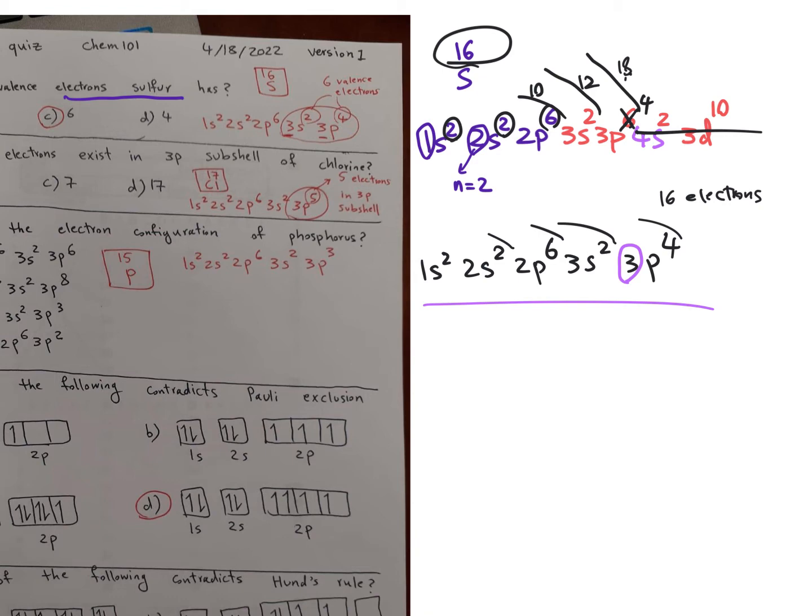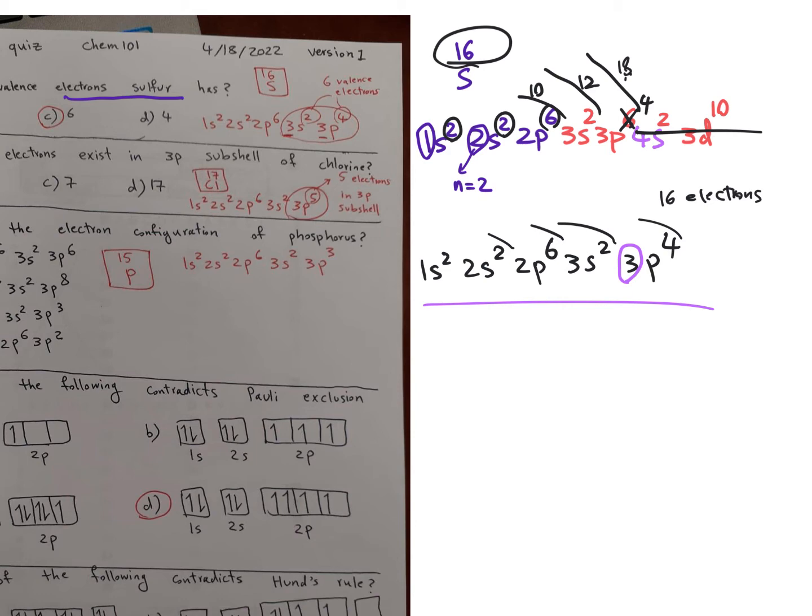We start, so hydrogen and helium, they are in period 1. Lithium, beryllium, boron, carbon, nitrogen, oxygen, fluorine, neon, they are in period 2. And then sodium, magnesium, aluminum, silicon, and the others in the row are in period 3. Does that make sense?